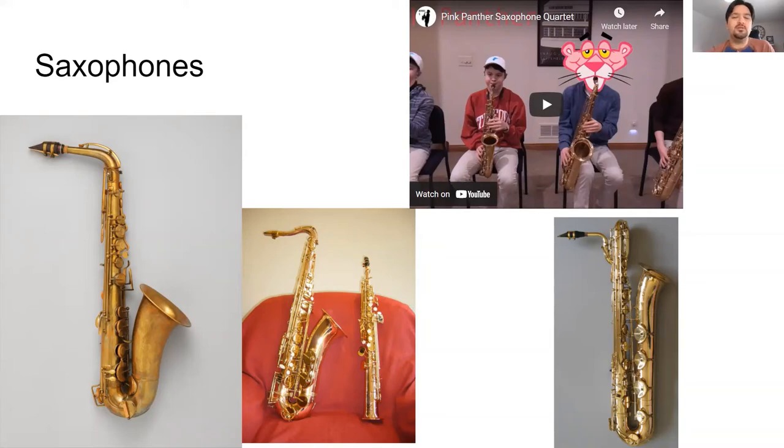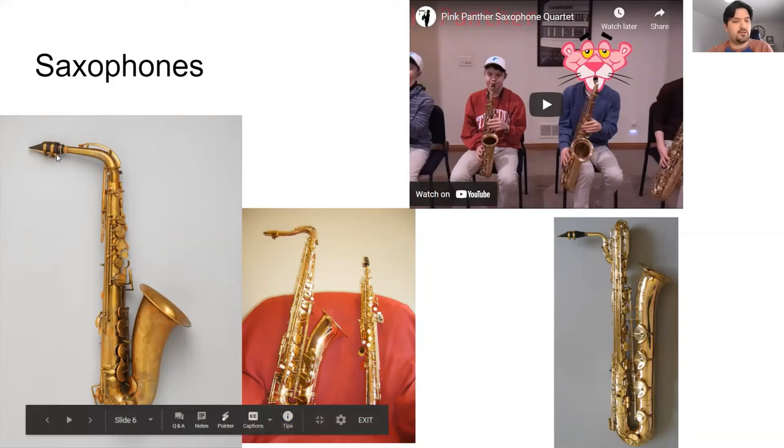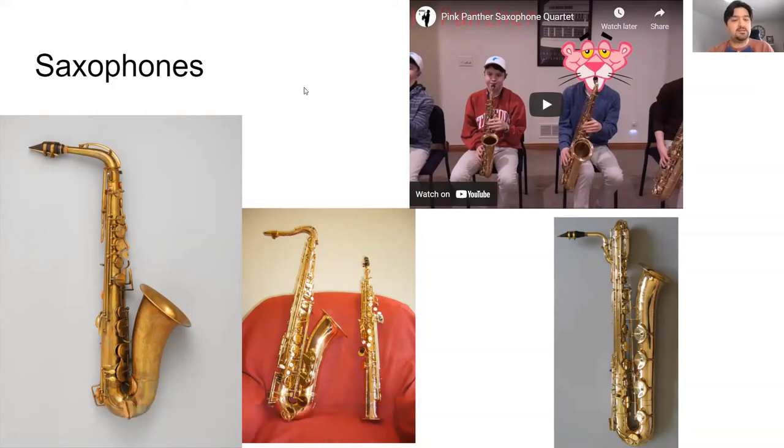Now, when you say, oh, I want to play saxophone, you're probably going to start with the one over here on the left that I'm circling. This is called the alto saxophone. It's not the smallest one, but it's pretty small. I know my screen's a little small, so that probably doesn't help. But it's the one you will start on.